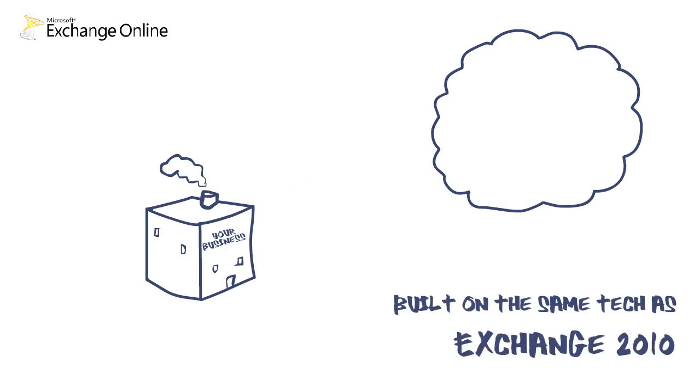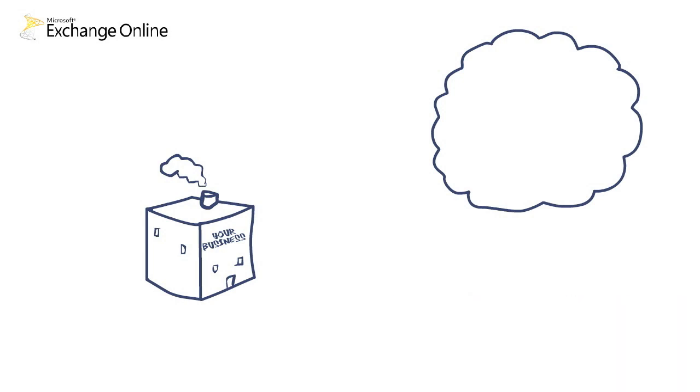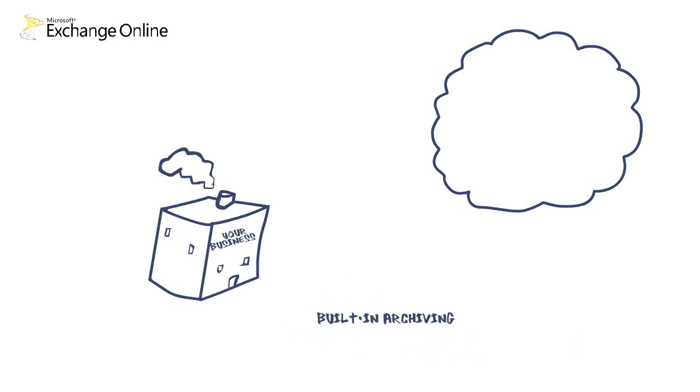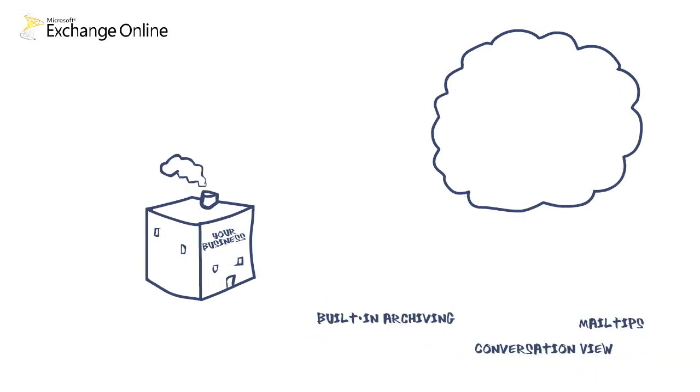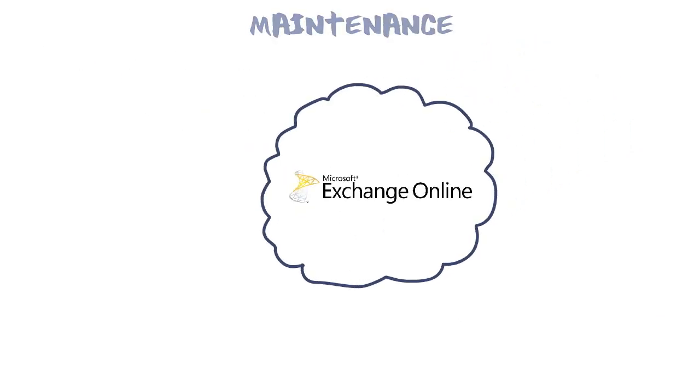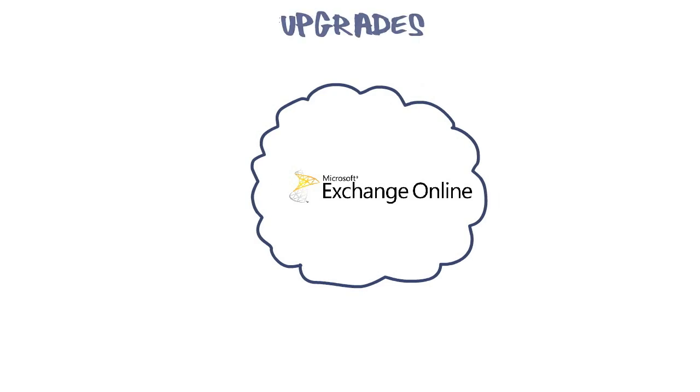Built on the same technology as Exchange Server 2010, Exchange Online provides organizations with the latest capabilities, including built-in archiving, optional conversation view, and mail tips, along with powerful web-based tools for managing online deployments. With Exchange Online, Microsoft handles the ongoing maintenance, patches, and upgrades of the Exchange infrastructure while providing IT administrators the control and flexibility they require.